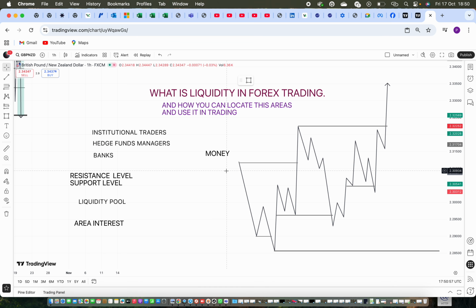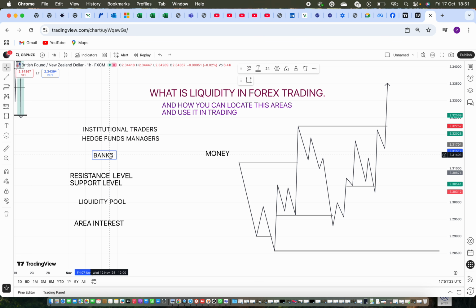Now we retail traders that have these $500, $200, trust me, our $500, $200, even $1,000 cannot move this market. The major institutions that actually move this market are the institutional traders, like the hedge fund managers, the banks, the liquidity pools, and the big institutions. They are the ones that actually move this market. So we are just partaking in the market because our money cannot actually move it.